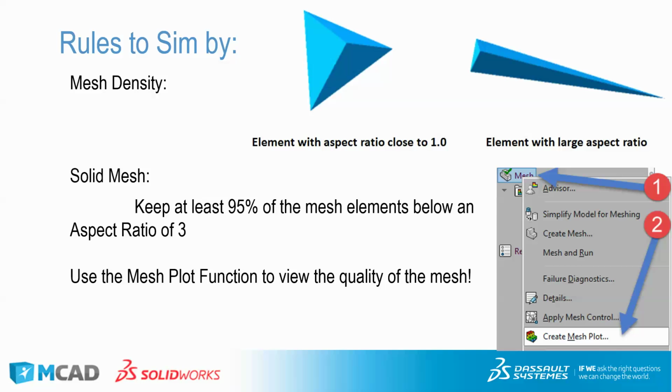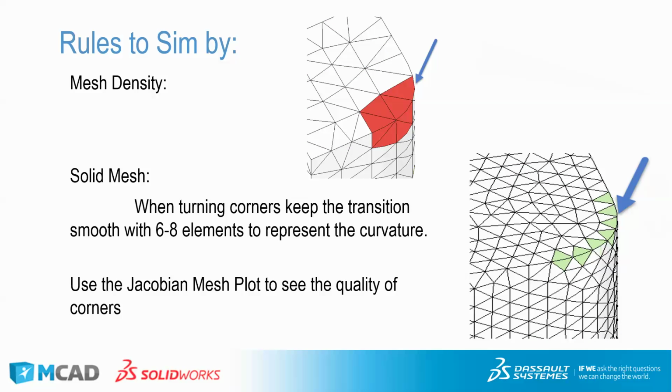But another element here is to use what's called the Jacobian check, another mesh plot type, to see how our corners are looking. So this is kind of a more coarse mesh. This is also using a standard mesh type. And this is a more refined mesh using a curvature-based mesh. All right. So the Jacobian check is going to tell us how nicely this corner transitions.